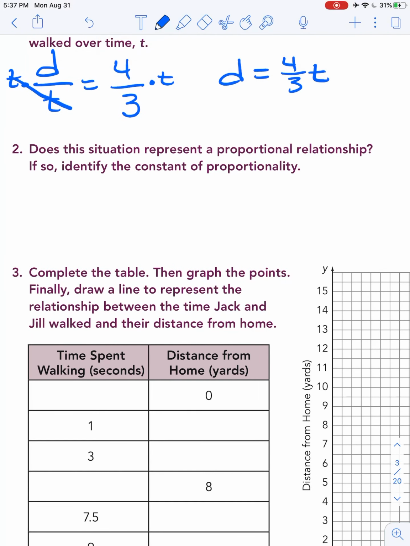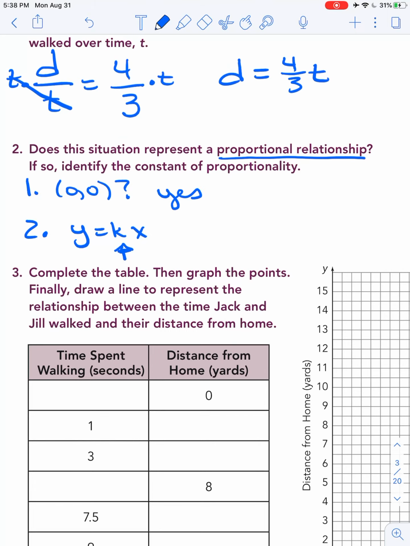Does this represent a proportional relationship? Well, number one thing, does it go through 0, 0? Yes, it does. Because if there's 0 time, you've gone 0 amount. Is it in the form y equals kx? There's nothing added or subtracted. It sure is, and the constant of proportionality is the number or the coefficient of x. So the k value is equal to 4/3.